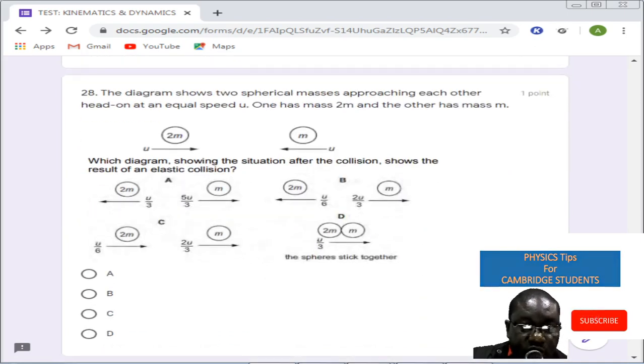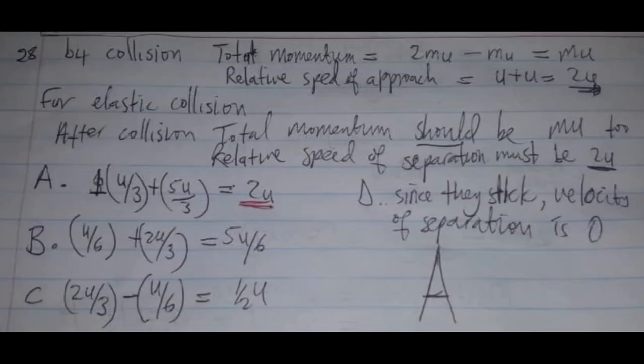The diagram shows two spherical masses approaching each other head-on at an equal speed u. One is mass 2m and the other is mass m. Which diagram showing the situation after the collision shows the result of an elastic collision? Elastic collision. Now, in an elastic collision, total momentum is always conserved as well as total kinetic energy. And then there's another condition which says that the relative speed of approach should equal the relative speed of separation.